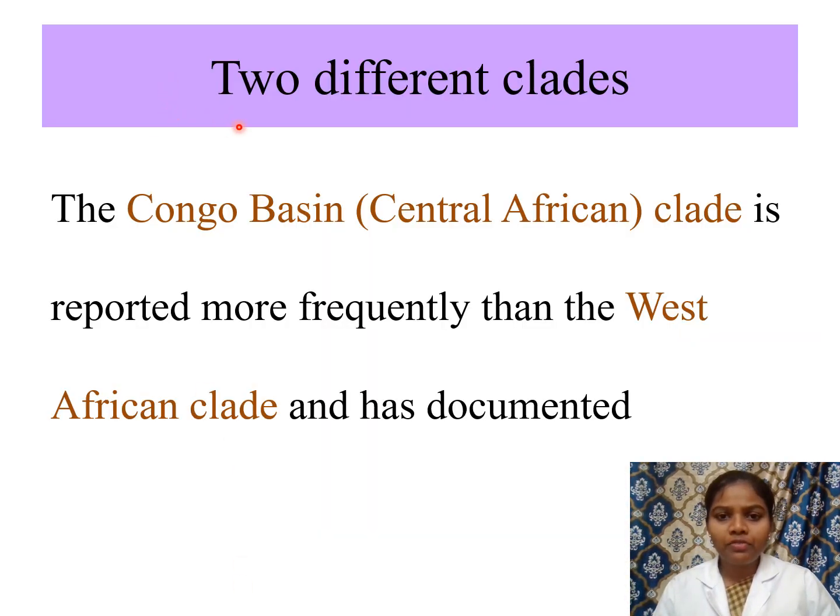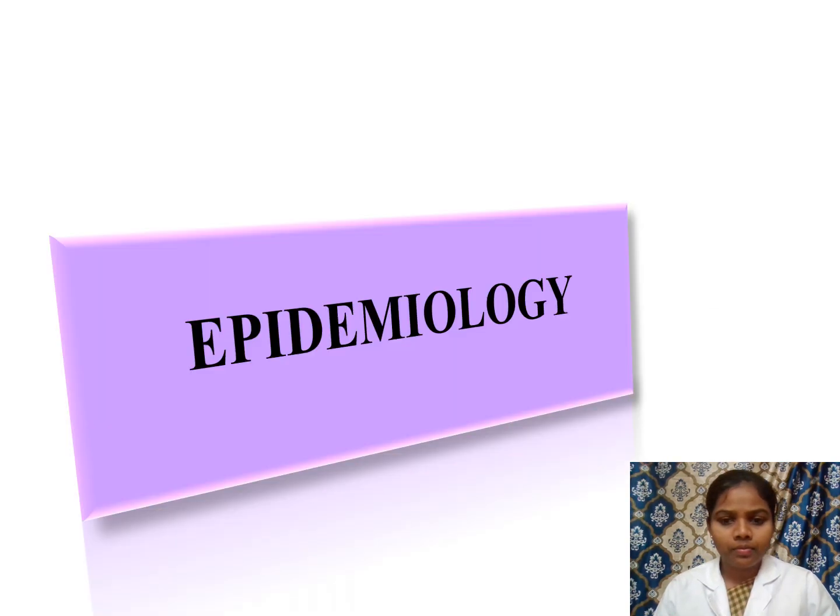There are two different clades of monkeypox virus. The first one is Congo Basin clade, that is Central African, and the West African clade. So the Congo Basin clade is more reported than the West African clade. This is more frequently seen. Now coming to the epidemiology of monkeypox.